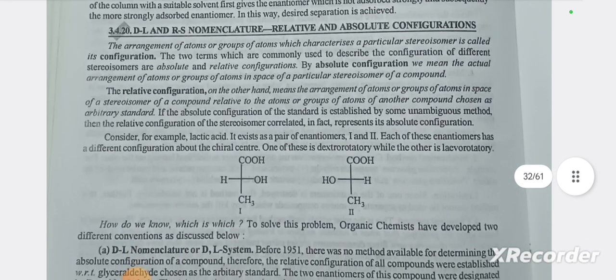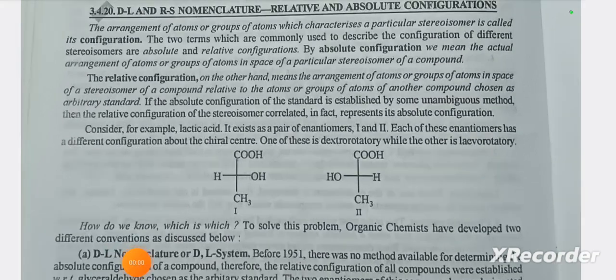D, L and RS nomenclature, relative and absolute configurations. The arrangement of atoms or groups of atoms which characterize a particular stereoisomer is called its configuration. The two terms which are commonly used to describe the configuration of different stereoisomers are absolute and relative configuration.